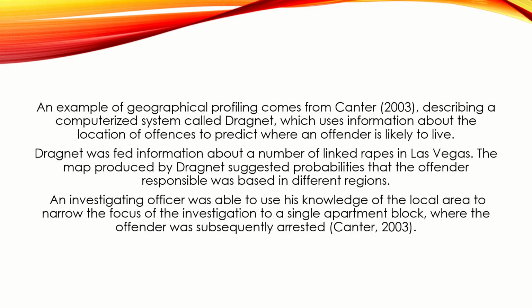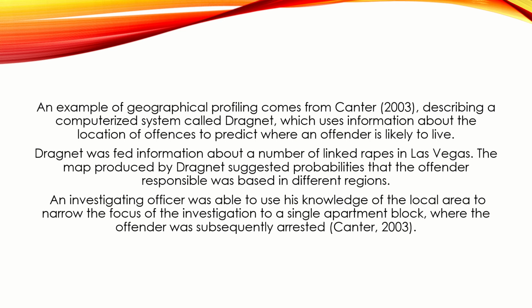Dragnet was actually fed information about a number of linked rapes in Las Vegas. The map produced by Dragnet suggested probabilities that the offender responsible was based in particular regions. An investigating officer was able to use his knowledge of the local area to narrow the focus of the investigation to a single apartment block. And within that apartment block, they actually found the offender.